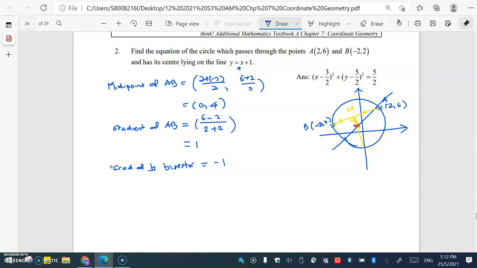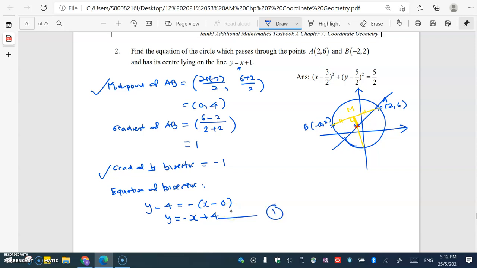All right, knowing this, I have the gradient of the bisector. I have a point that sits on the bisector. Equation of the bisector, therefore, is as good as y minus 4 equals negative x minus 0, to give you y equals negative x plus 4.